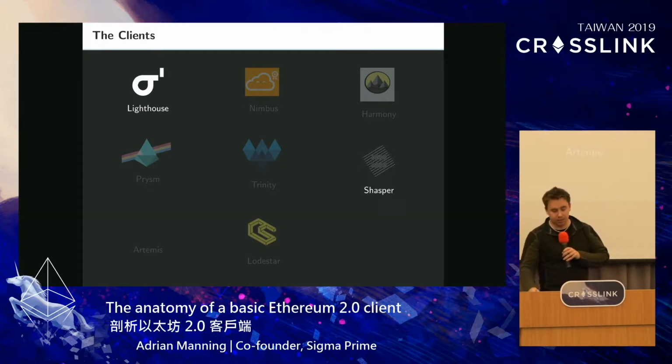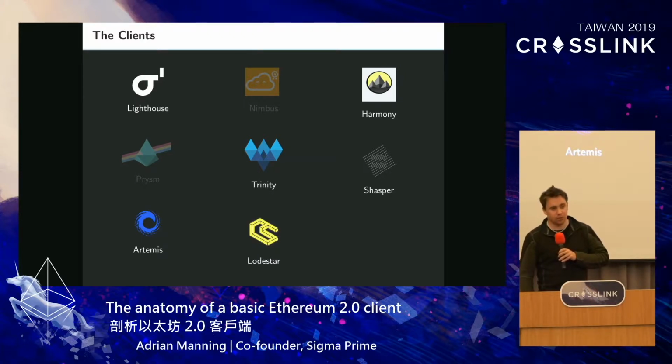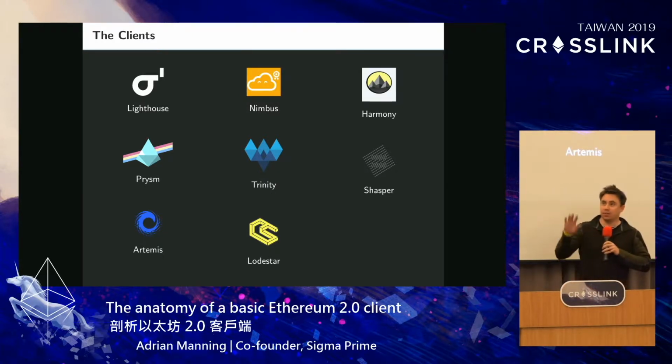there's many others. There's Shasper, which is another Rust client maintained by Parity. There's Trinity, which is written in Python. There's Harmony, which is written in Java. Artemis is also in Java. I believe those two clients are going to be merging into one. There's Lodestar, which is written in JavaScript. Prysm, written in Go, and Nimbus is written in Nim. So as you can see, there's quite a range of Ethereum 2.0 clients.